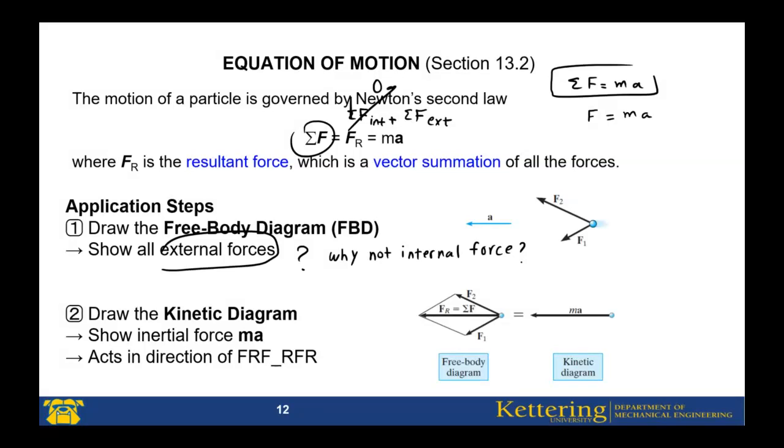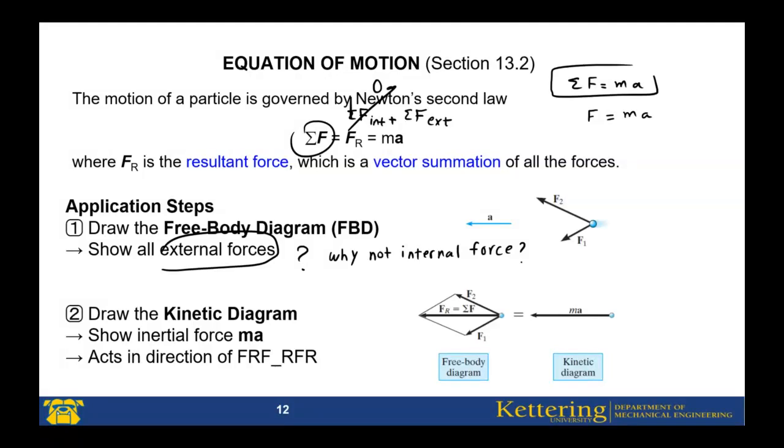Now, the second one: to use the equation of motion, we will draw a kinetic diagram. This part is different from physics. We will show the kinetic diagram. What is the kinetic diagram? We will show the inertial forces. What are the inertial forces? It's ma. It's the inertial force. We will show the inertial force only, and this one is called the kinetic diagram.